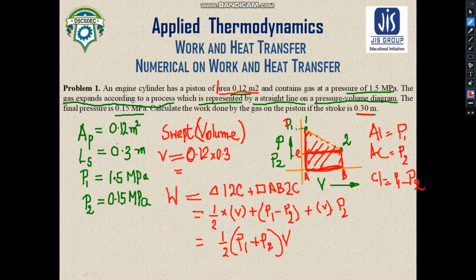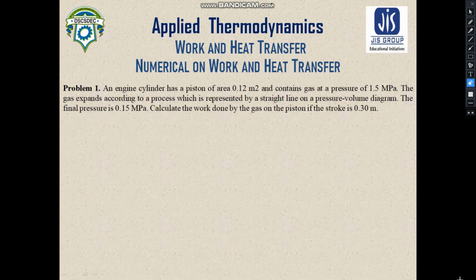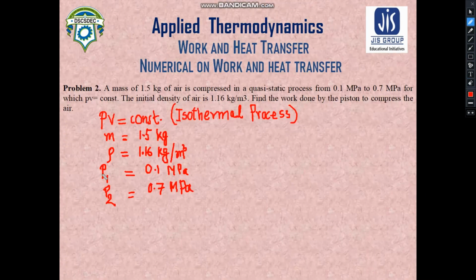So now let us move on to the next problem. As you can see, I have just written down the basic information for this problem. Let us first read this problem, and I will explain why I have written these things.